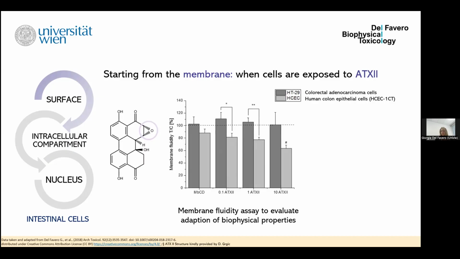We compared two different cell lines for this project, the colorectal adenocarcinoma cells, HT29, and the human colon epithelial cells, HCEC-1CT. And as you can see here in this graph, for the human colon epithelial cells, we have a concentration-dependent decrease of the membrane fluidity, which means when the cells were exposed to altertoxin 2, their membrane became progressively more rigid.